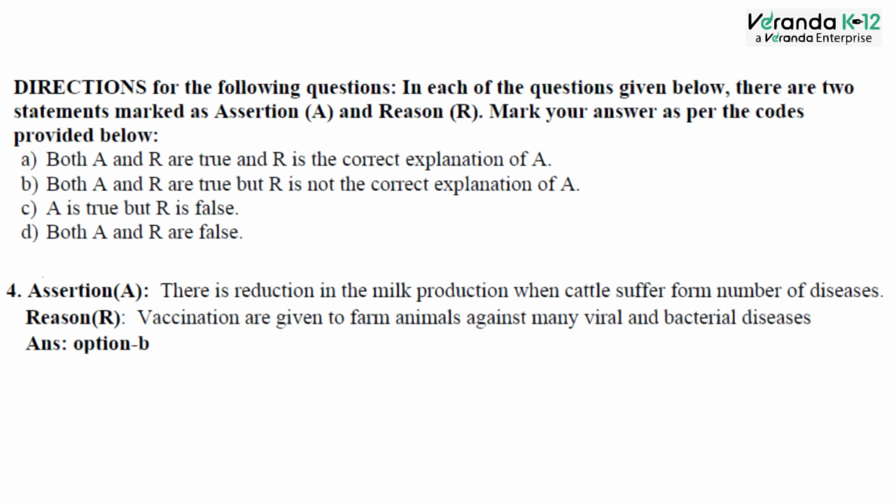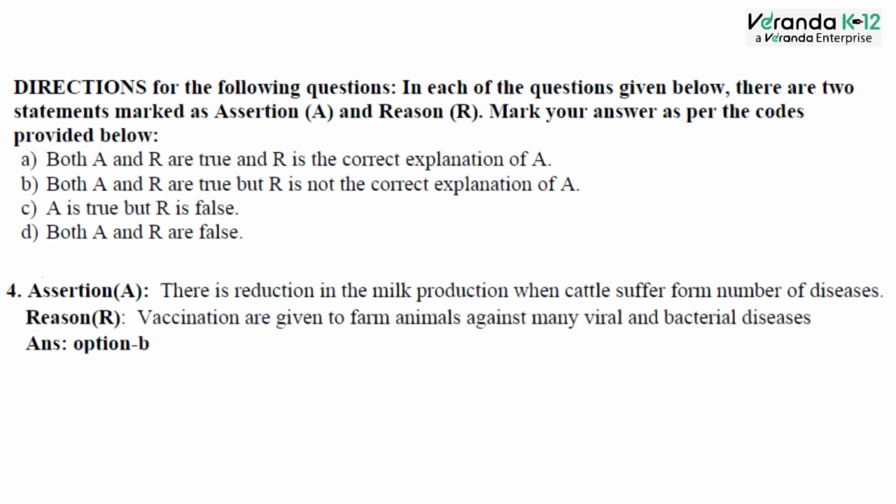Here both the statements are correct, but the assertion mentions a reduction in the milk production when cattle suffer from a number of diseases. The reason doesn't explain how the diseases affect the milk production, or the reduction in the milk production of that particular cattle. So that is why the reason is not the correct explanation of A, the assertion. So here option B is the correct answer.